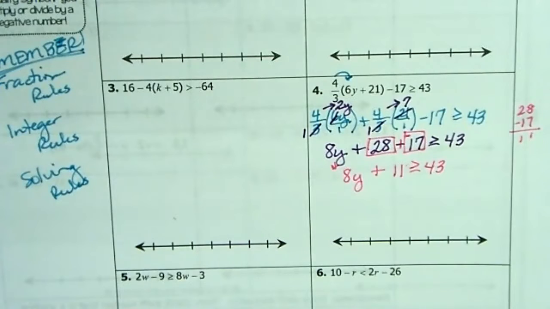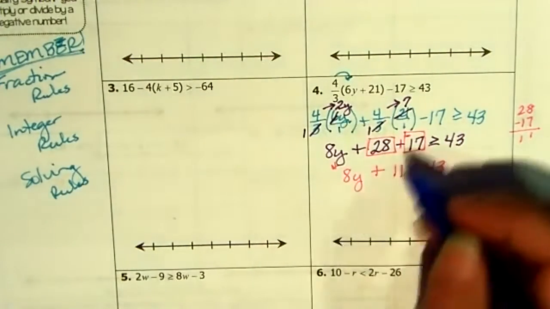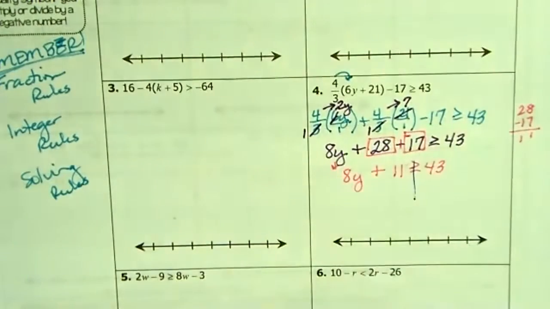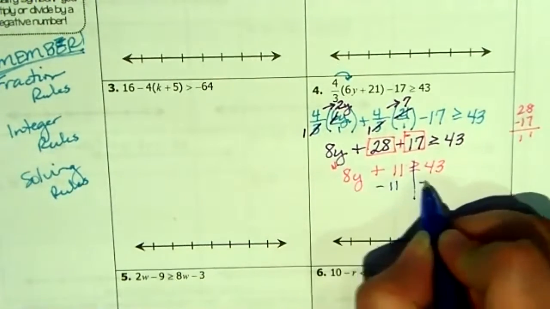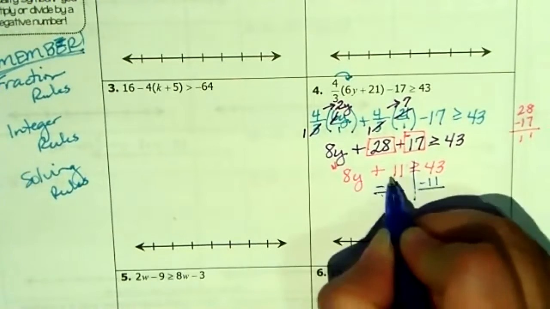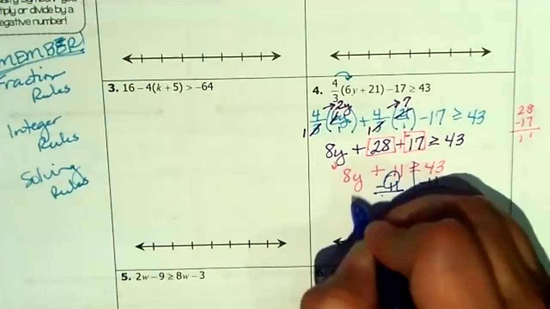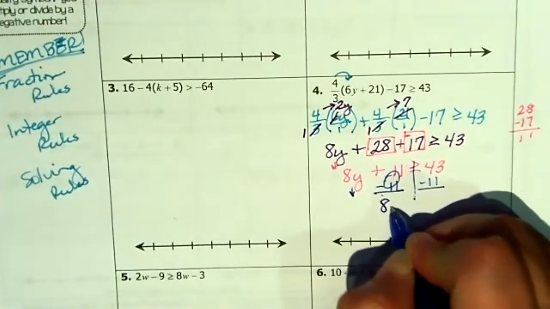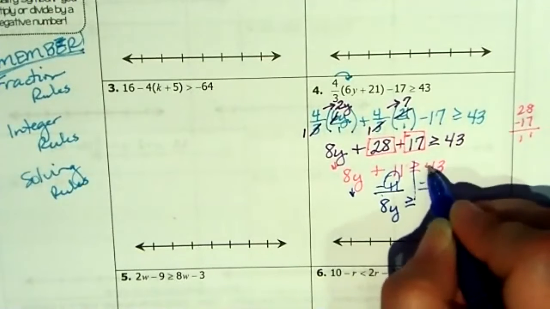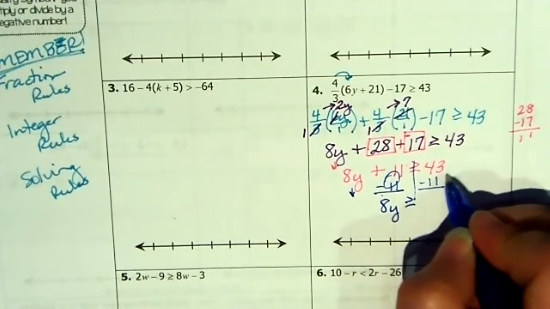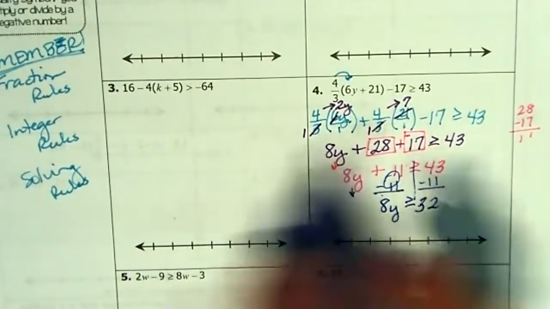Now I'm solving. I did fraction rules, then integer rules, and now I'm doing solving rules. Remember, we have to do the opposite to go over the equation wall. This is plus 11, so I'm going to subtract 11 from both sides. This zeros out. There's a 0 pair. So now I have 8y is greater than or equal to, and I'm subtracting. These are doing battle. Again, integer rules, the positives are winning. 43 minus 11: 3 minus 1 is 2, 4 minus 1 is 3. So I end up with 32.